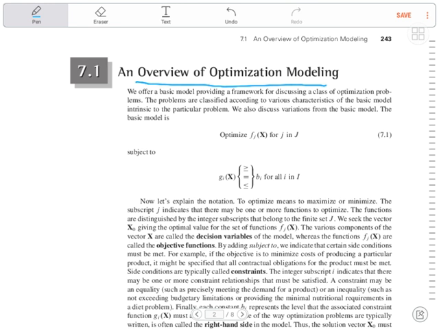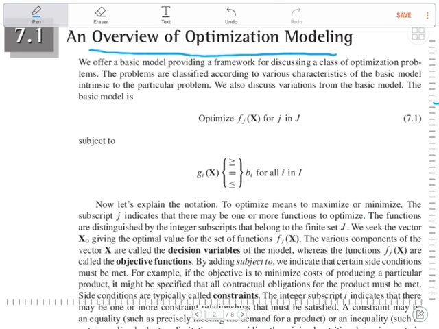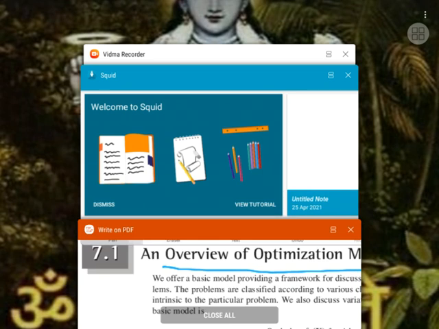Okay, so this is a standard form of writing an optimization problem. So what is written here? Optimize f_j(x) for j in J, subject to g_i(x), where it can be greater than, less than, or equal to b_i, for all i in I. Okay, so actually what they are trying to mean here, let us just see one by one.